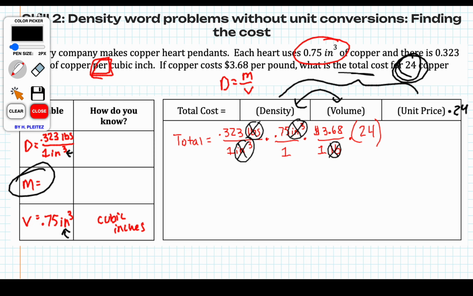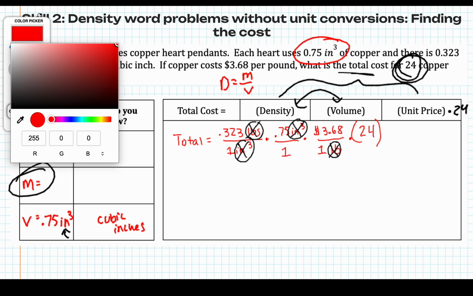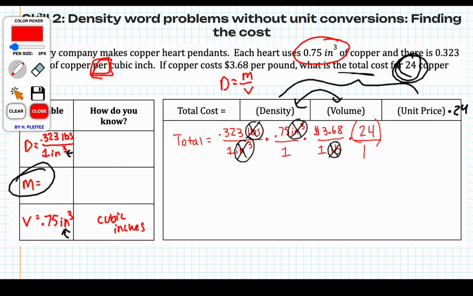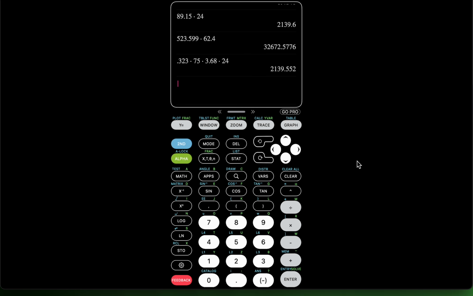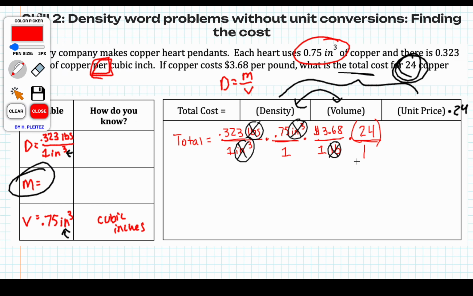So now we're multiplying our fraction straight across. So I'm going to put this 24 over 1, and we are going to multiply 0.323, times 0.75, times 3.68, times 24. And when we do that, we get 2,139.552. And again, remember, the only unit that we had left was dollars. And then in your denominator, you're just doing 1 times 1 times 1 times 1, so you don't really have to do anything there. Now, this is money, so you have to be careful here. You can't have 0.552 cents, so you have to actually round it to make it make sense with money.